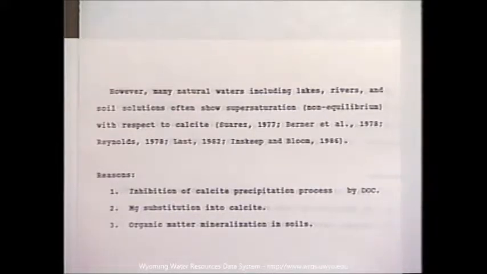Then the second one is magnesium substitution into calcite. Sometimes magnesium will substitute into the calcite structure also. Then that will give you the supersaturation. The third one is organic matter mineralization in soils. This is mainly towards soils. Organic matter will mineralize in soils. As a result of mineralization, you get CO2, and that will end up as excess bicarbonate alkalinity. Therefore, you see the calcite supersaturation. But the most important thing is the inhibition of calcite precipitation by DOC.